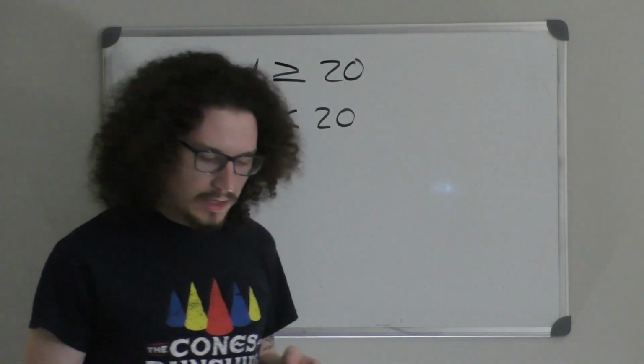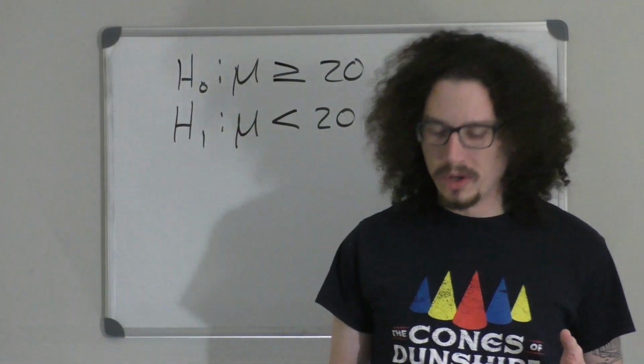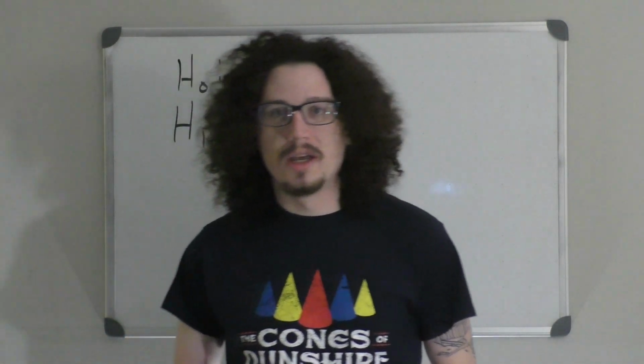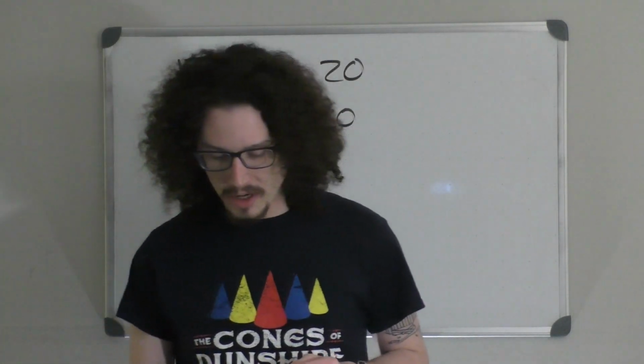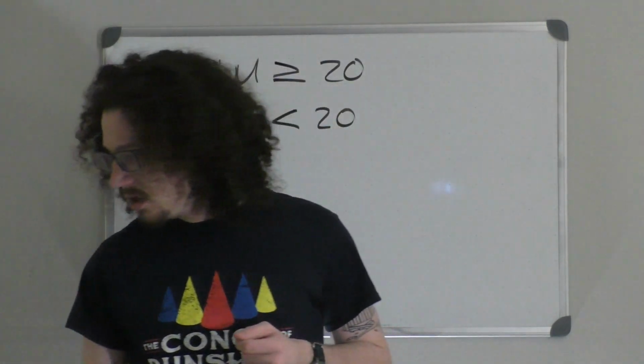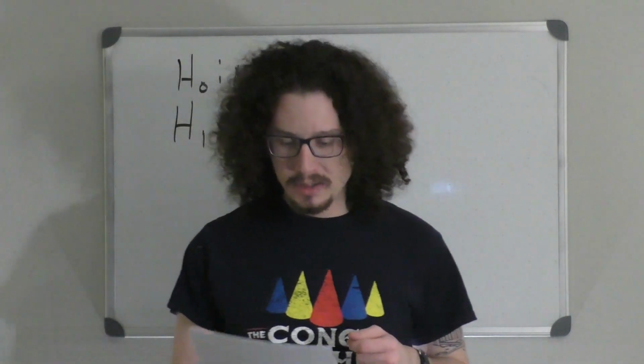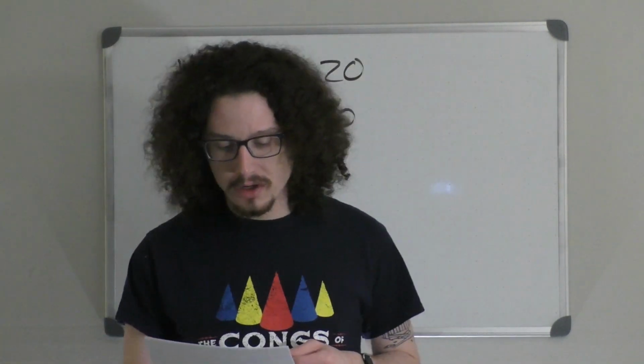So this should be mu greater than or equal to 20. All right, so hopefully we got that, or we understand where we went wrong. And let's go ahead and move on to the next one.